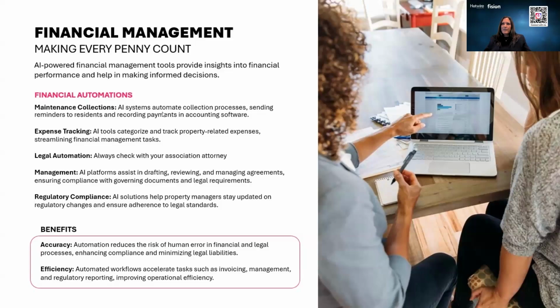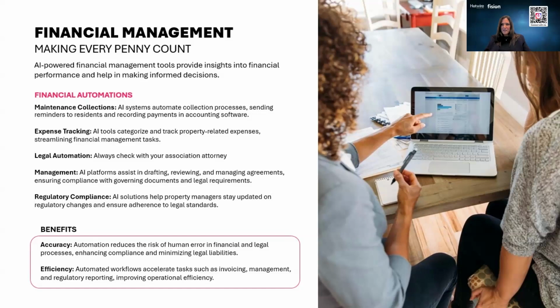So we talked about financial management, making every penny count, expense tracking, legal automation. And I always say, check with your association attorney. Drafting and reviewing agreements. Don't use AI for that. I always say that it's better to utilize your attorney for that. And regulatory compliance. Now, AI solutions help property managers stay updated on regulatory changes and ensure adherence to legal standards, but there are legal ramifications if you don't check with your attorney because it's not always accurate. Yes, there are benefits in utilizing AI, and it can help support you, but always rely on your association attorney.